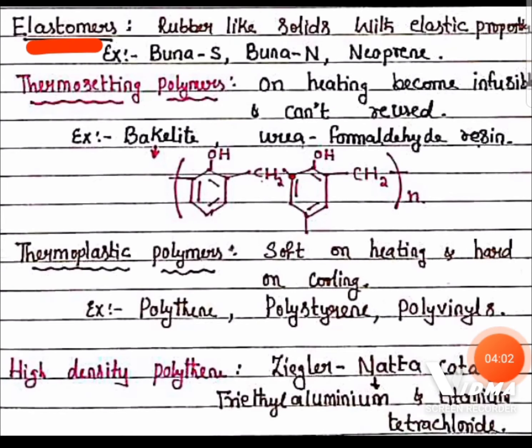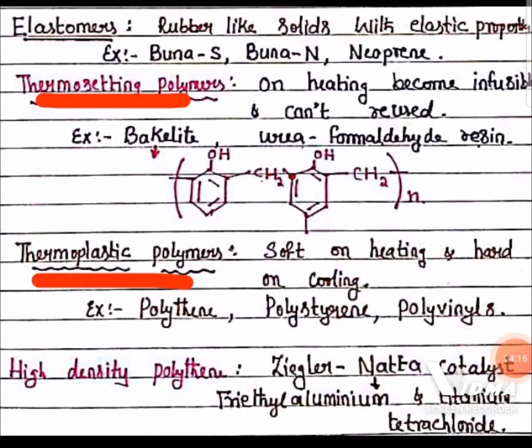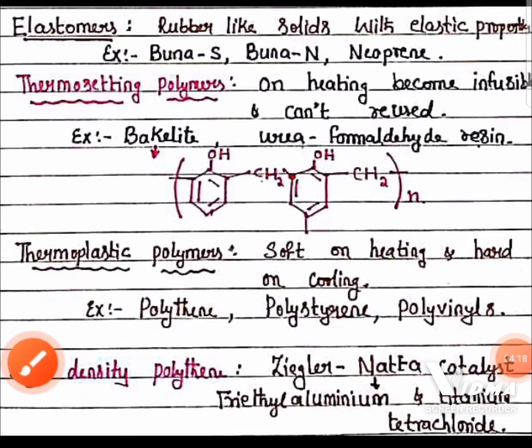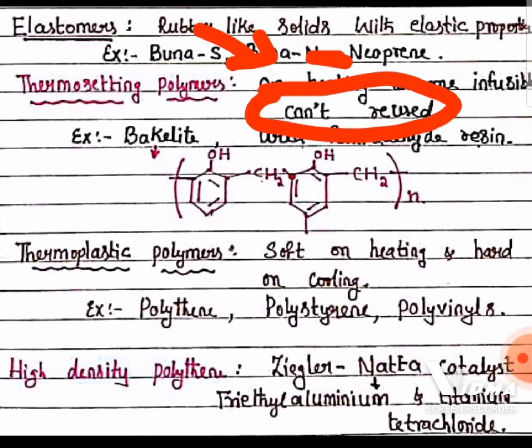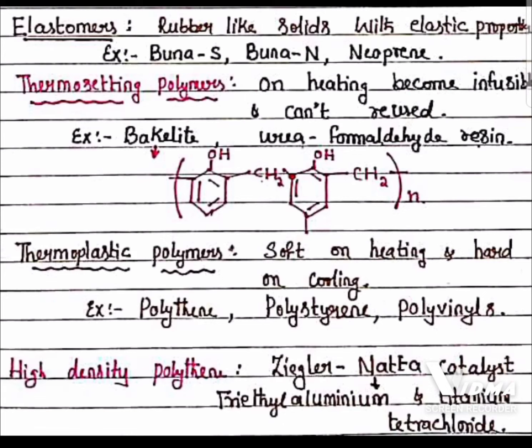Then elastomers are rubber-like solids with elastic properties. Which are the examples? Buna-S, Buna-N and neoprene. And remember the difference between thermosetting plastics and thermoplastic polymers. Thermosetting polymers means these polymers become infusible on heating and cannot be reused. Examples: bakelite and urea formaldehyde resin.